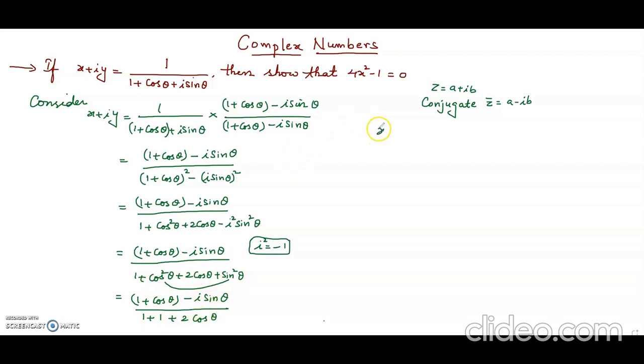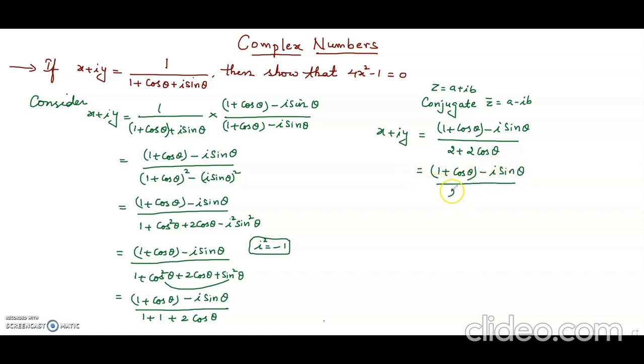So remember we have x plus iy on the left hand side. So the right hand side we can write as 1 plus cos theta minus i sin theta by the denominator 1 plus 1 is 2, 2 plus 2 cos theta. So what else we can do is we can keep the numerator and take 2 common from the denominator. We can write the denominator in the form of 2 into 1 plus cos theta.